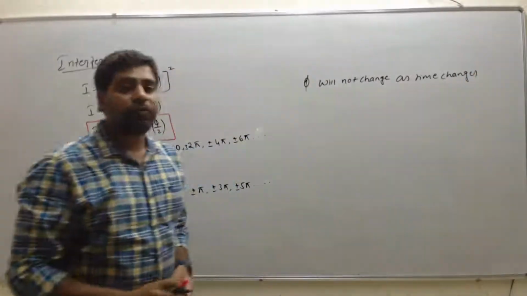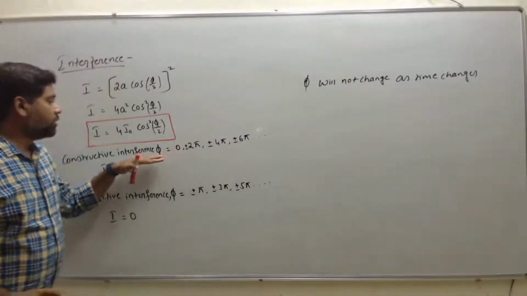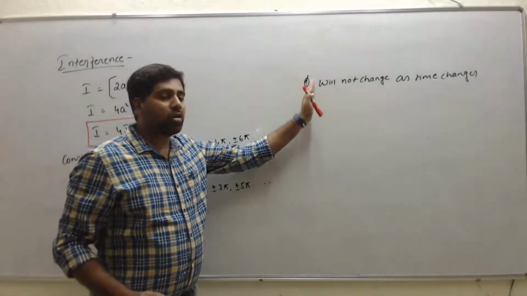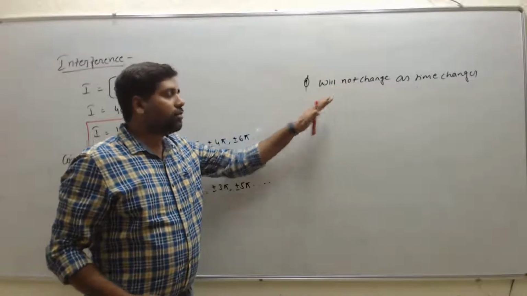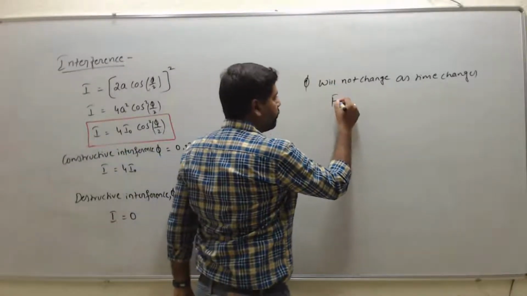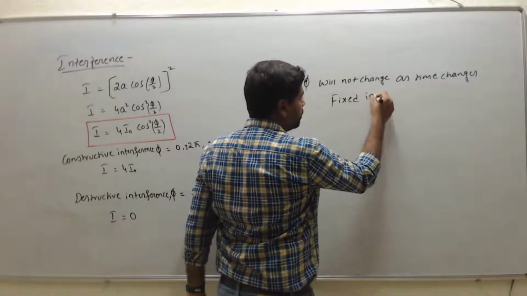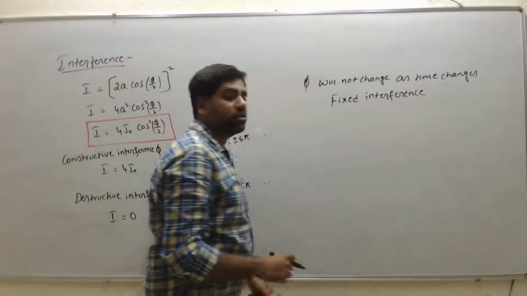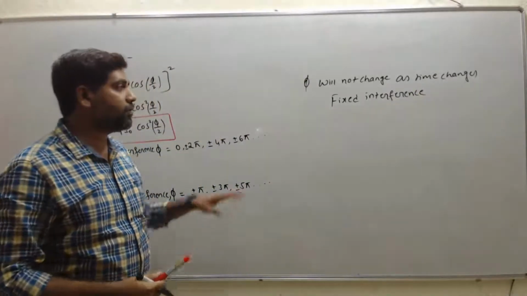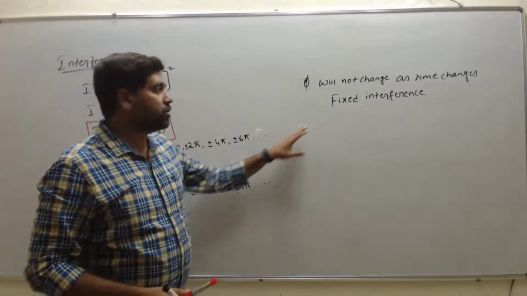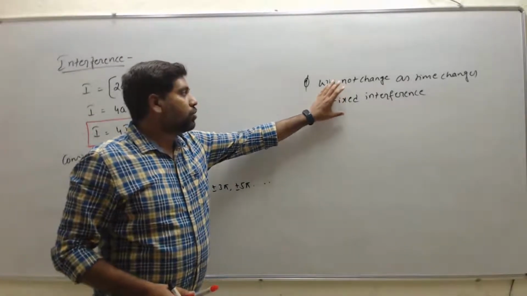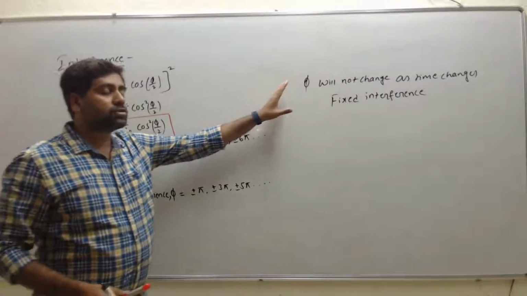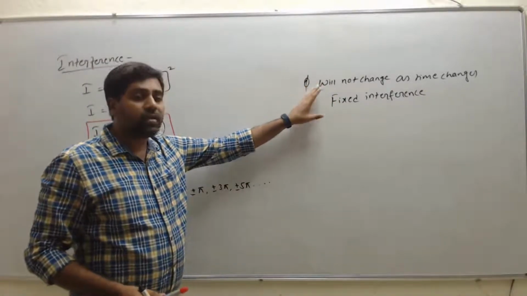Then we get the fixed interference, that is phi is not changing with respect to time, that is phi is constant with respect to time. Then we get the interference that is fixed, that is the maximum and minimum positions of the interference will not change with respect to time, right? So those sources we call coherent sources, that is they are in phase.